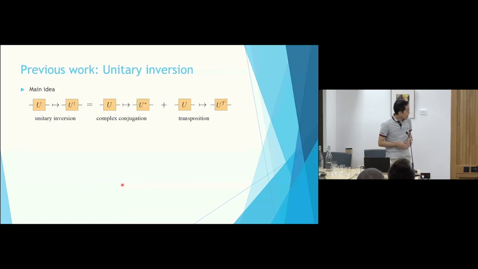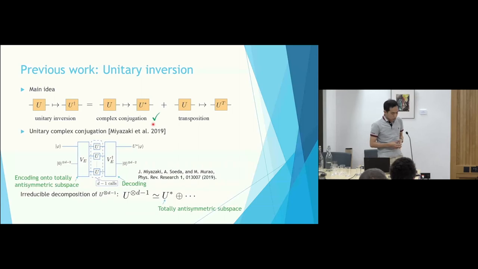Right. So how we did that was we broke down unitary inversion into two steps, because inversion of a unitary is given by a conjugate transpose, so that's doing complex conjugation and doing transposition on the unitary. For the complex conjugation part, we knew how to do this back in 2019.